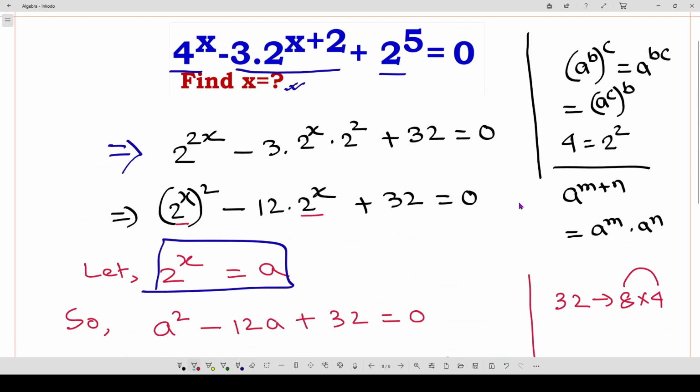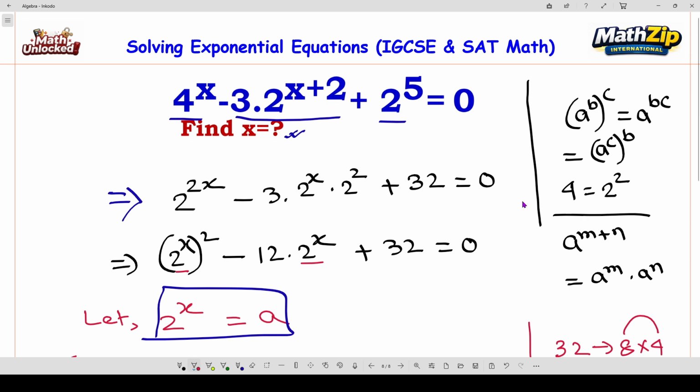So I hope you cleared this one. This is very important math. So for examination you should solve these kinds of math almost every day, otherwise you cannot make answers in the examination hall smoothly.